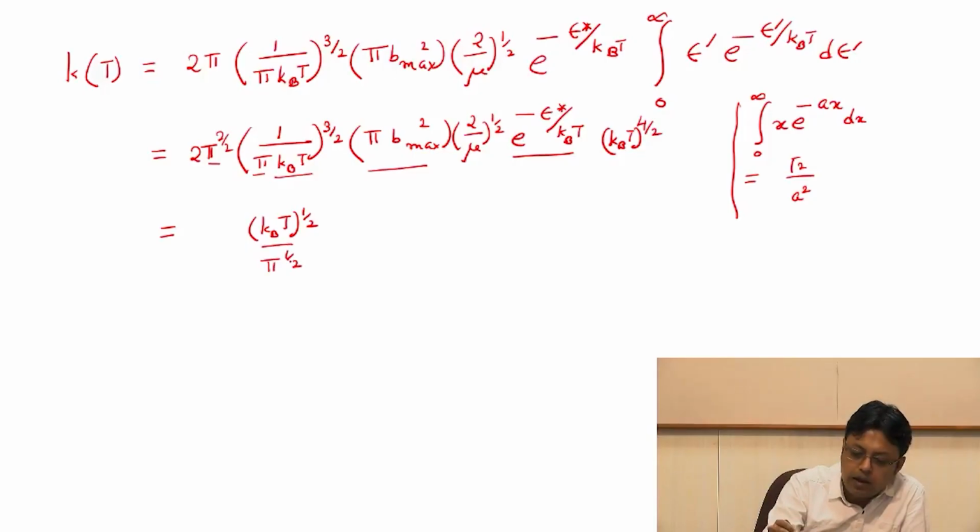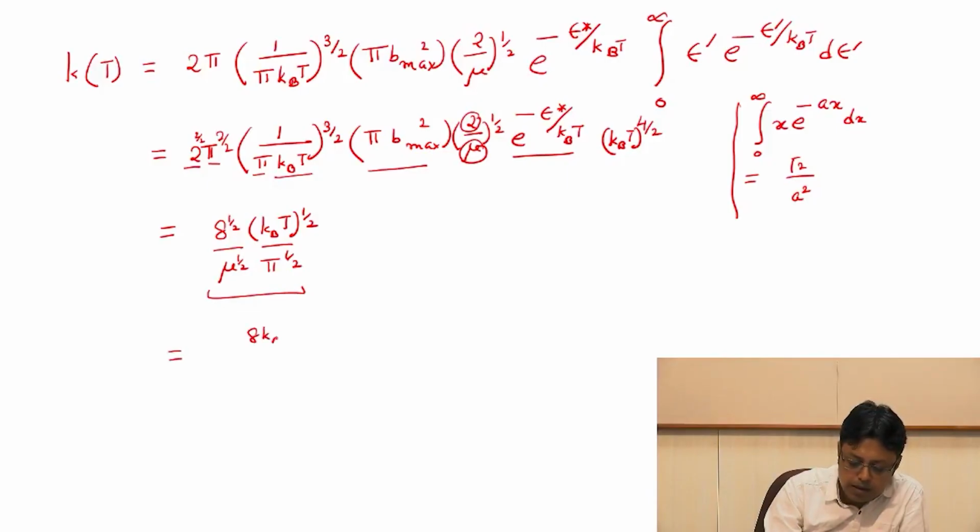Then I have 2 here, I have 2 here. So 2 means actually 2 to the power 2 by 2, and it is 2 to the power 1 by 2. So I'll have 2 to the power 3 by 2, which is 8 to the power half, because 2 cubed is 8. And then I also have a mu here. So I have basically mu to the power half. So this thing is nothing but 8 kBT by pi mu, which is nothing but V relative average.